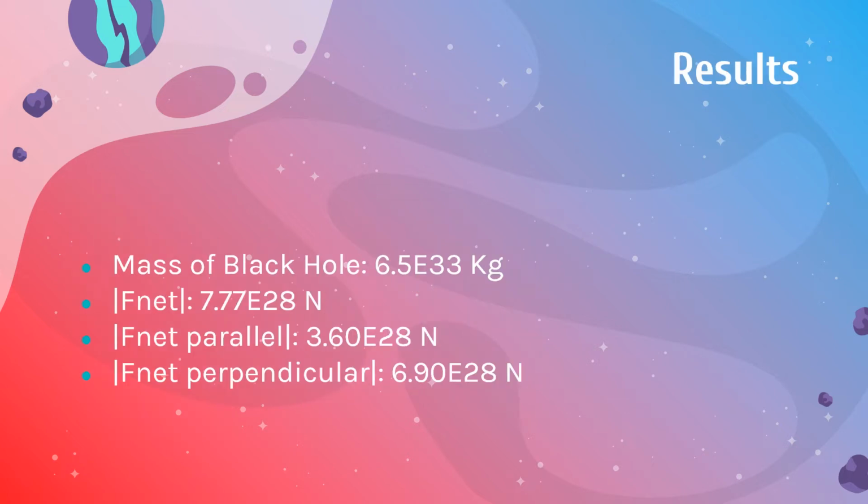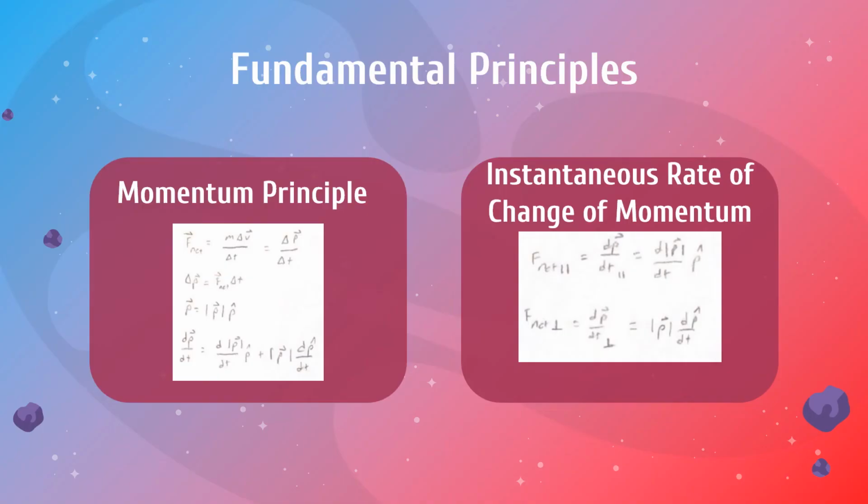To analyze the star's motion, we will apply the momentum principle, which states that the change in momentum is equal to F net times change in time. Momentum can also be written as the product of its magnitude and direction. When taking the derivative of this equation with respect to time, results from the equation show that dp dt can be broken down into parallel and perpendicular components. An object speeding up or slowing down correlates to dp dt parallel changing due to a non-zero F net parallel component. Likewise, an object changing direction correlates to a dp dt perpendicular changing due to a non-zero F net perpendicular component. Thus, dp dt parallel plus dp dt perpendicular is equal to F net.